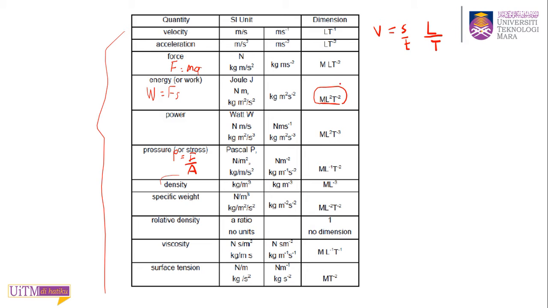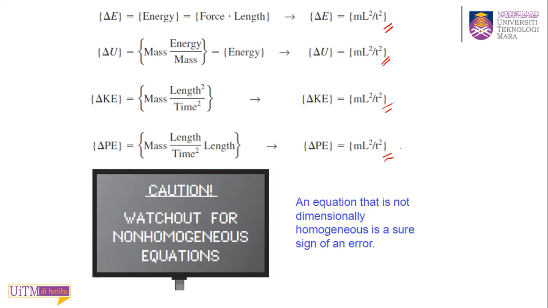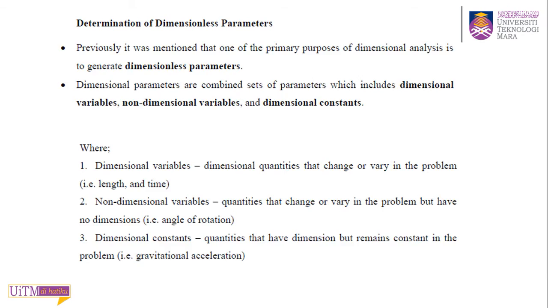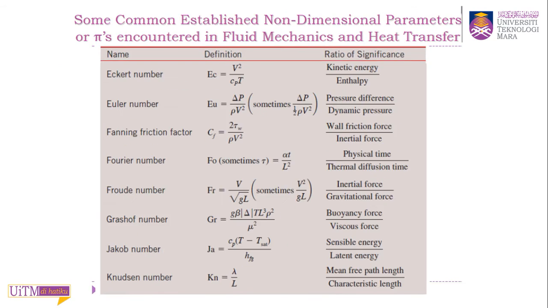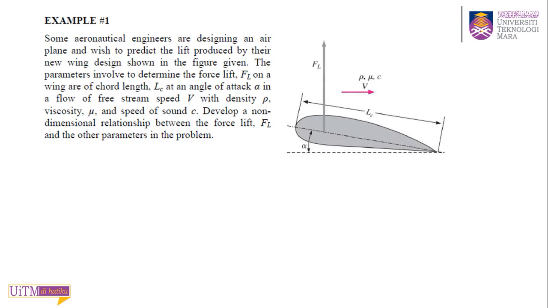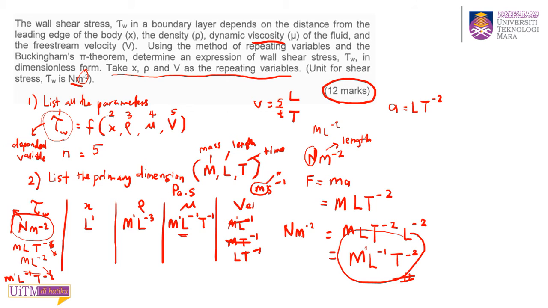But this is not given to you in the exam. This table is not given to you. That's why you need to understand how you can find the primary dimension for these quantities: velocity, force, density, and whatever, viscosity, everything. Any problem with that second step? No sir. No problem. Okay, now the third step.